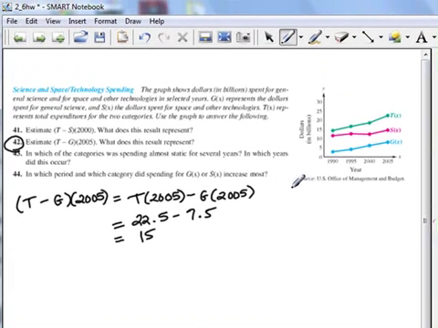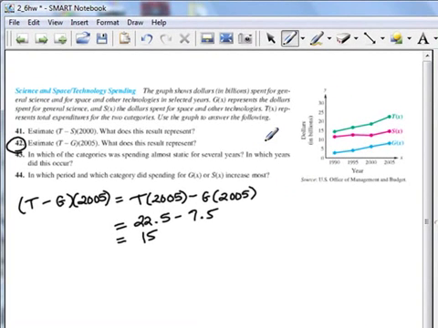Now, an application problem for you. We have a graph that we're referring to, and it shows in billions of dollars the money spent for general science and for space and other technologies in selected years. G of x represents the dollars spent for general science. S is the dollars spent for space and other technologies. T represents the total expenditures for the two categories. Use a graph to answer the following. Estimate T minus G of 2005.